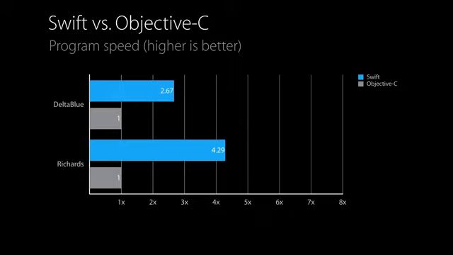So on the screen, you can see two very well-known benchmarks. It's Richards and DeltaBlue. They're both written in object-oriented style. And on these benchmarks, Swift is a lot faster than Objective-C. Now, at this point of the talk, I'm not going to tell you why Swift is faster than Objective-C, but I promise you that we'll get back to this slide and we'll talk about why Swift is faster.